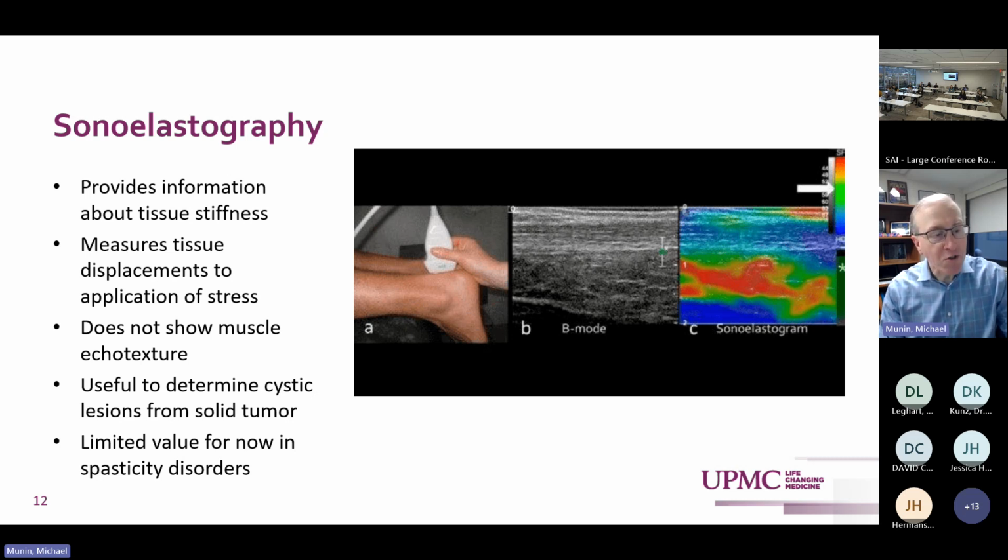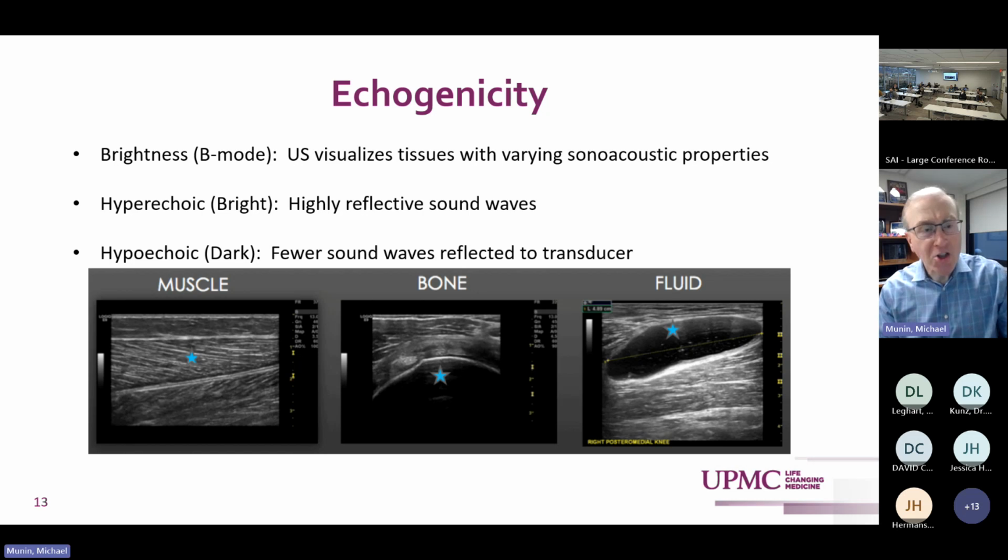It's really more useful clinically to distinguish a cystic lesion from a solid tumor. So it's used clinically more in cancer-type clinical scenarios. And for now, while you'll see an occasional paper, I believe there's limited value for now in spasticity disorders. Well, echogenicity, I think, is where the money's really at for this.